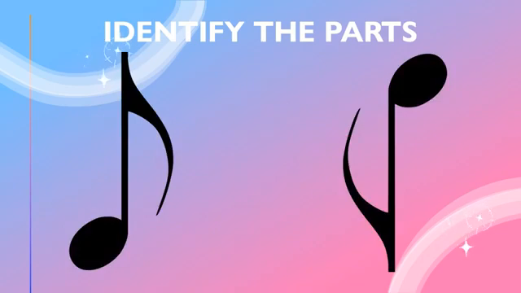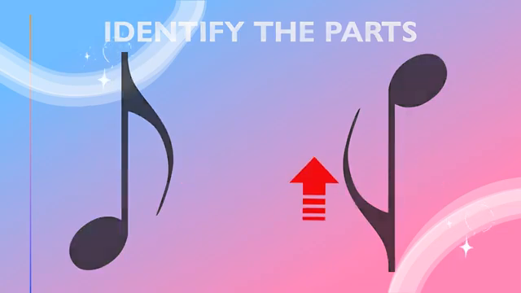The way that is decided, we will go over in the future. If it's a note that has a flag, the flag always goes the opposite direction of the stem. If the stem is going up, the flag goes down. If the stem is going down, the flag goes up.